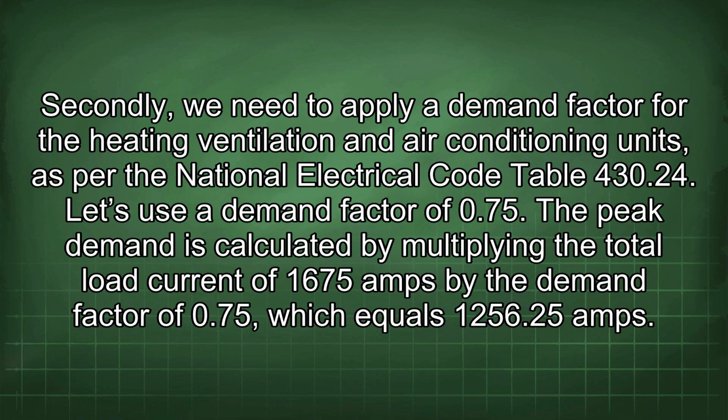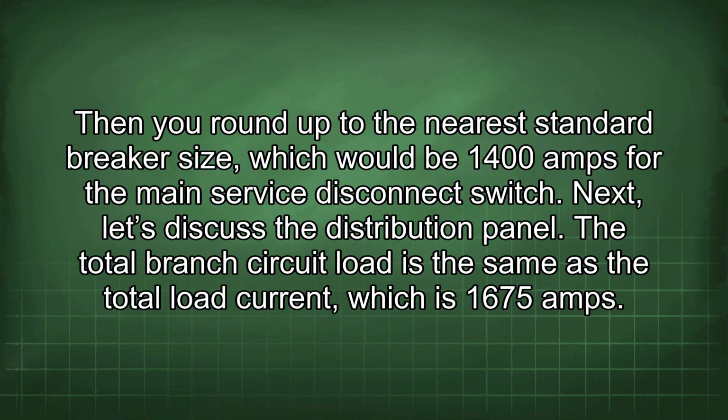Secondly, we need to apply a demand factor for the heating, ventilation, and air conditioning units, as per the National Electrical Code Table 430.24. Let's use the demand factor of 0.75. The peak demand is calculated by multiplying the total load current of 1675 amps by the demand factor of 0.75, which equals 1256.25 amps. Then you round up to the nearest standard breaker size, which would be 1400 amps for the main service disconnect switch. Next, let's discuss the distribution panel.